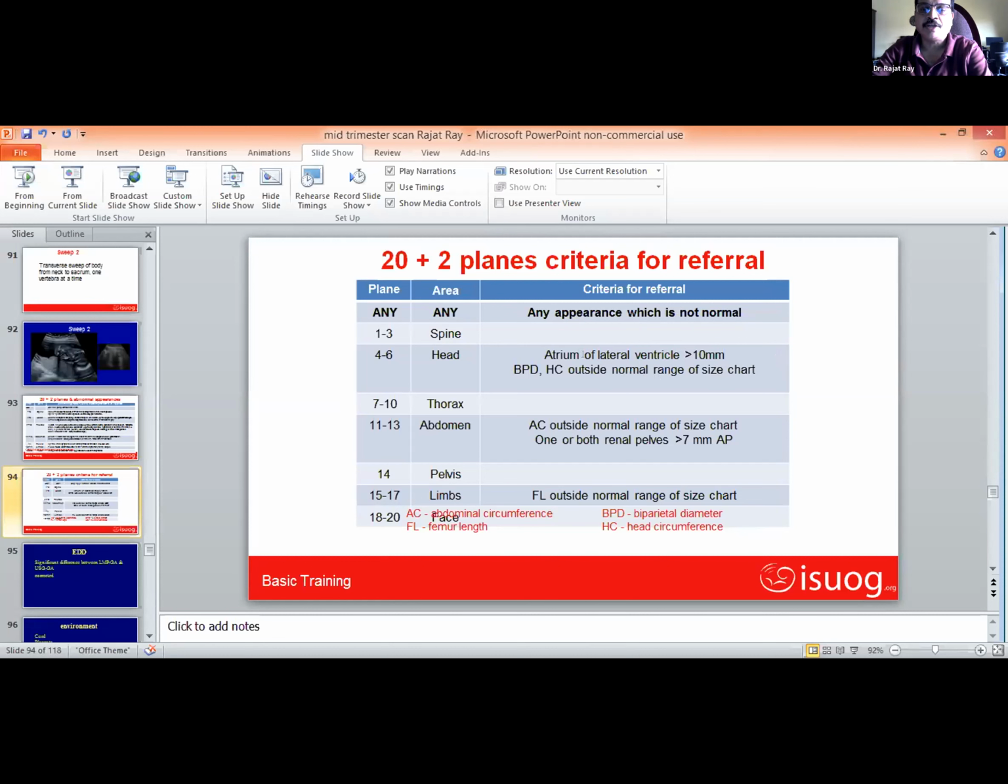And in the measurement also, if the atrial lateral ventricle is more than 10 millimeters, one or both renal pelvis is more than 7 millimeters, and all the biometry, BPD, HC, AC, and FL, if they are outside the normal range of the chart, meaning below the 5th centile or above the 95th centile, you always refer.